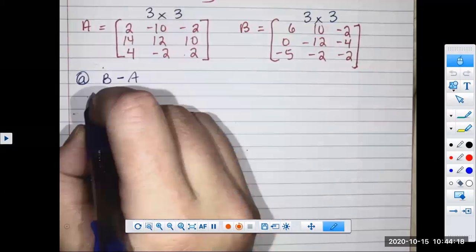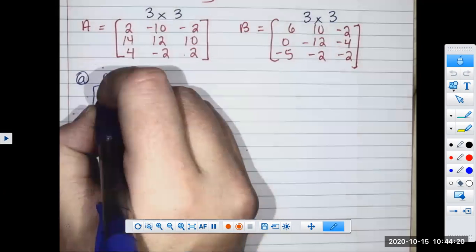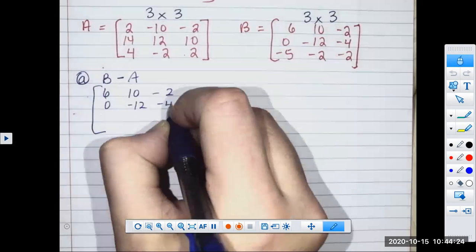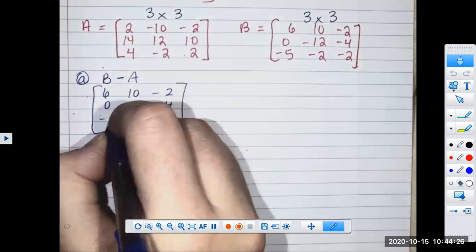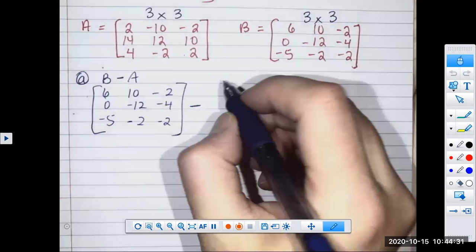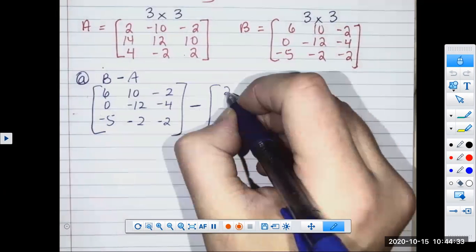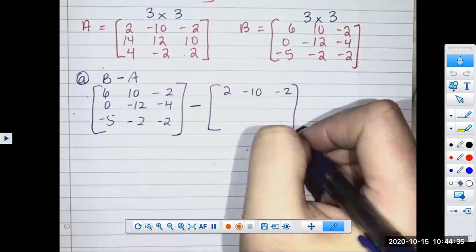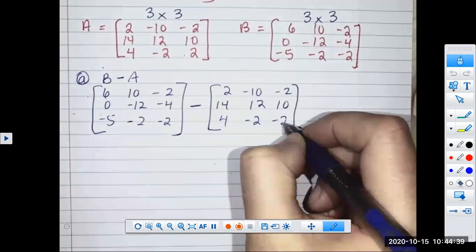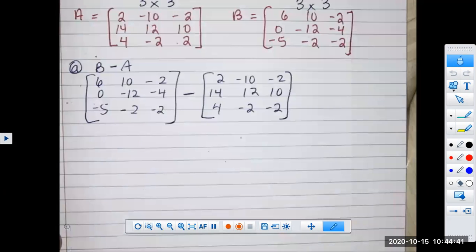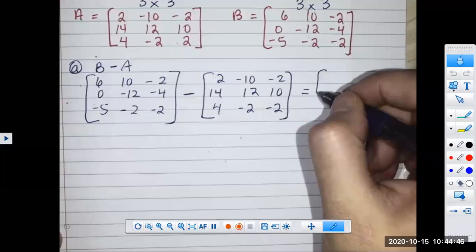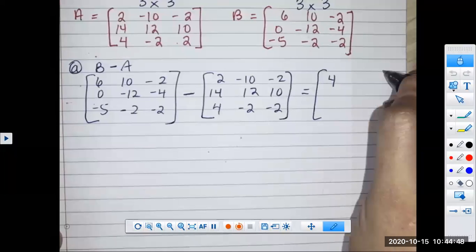You can also write it out again if you want to, but I usually don't and try to do it in my head to save time, but it may help some of you. So if you write matrix B first and then matrix A, you're going to subtract corresponding elements. So I'm going to say 6 minus what number? 2, and that's going to give me 4 in my new matrix.